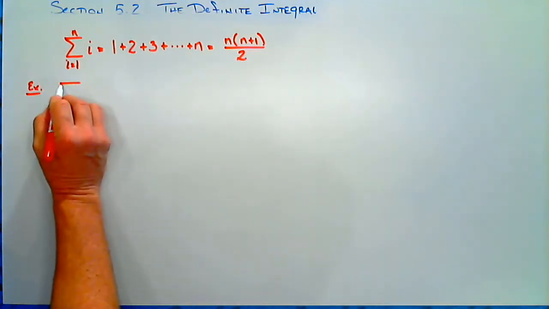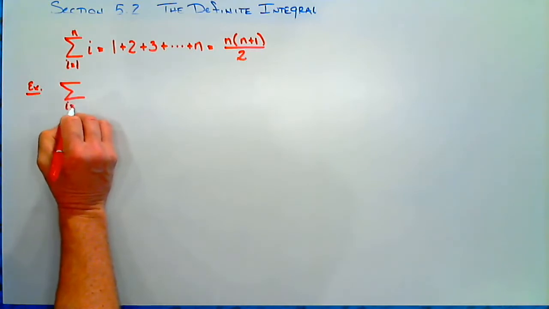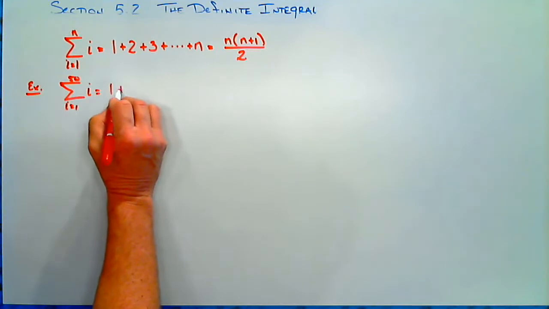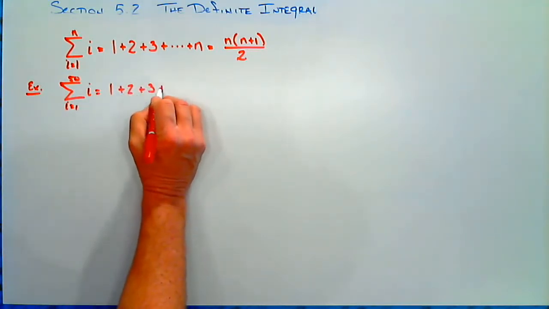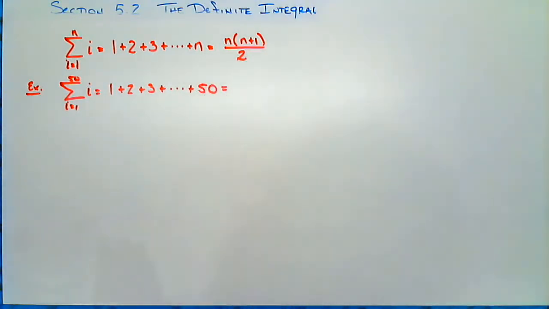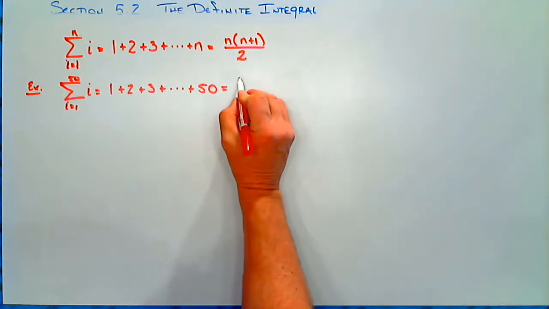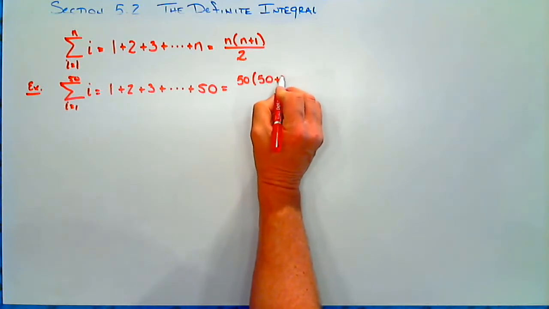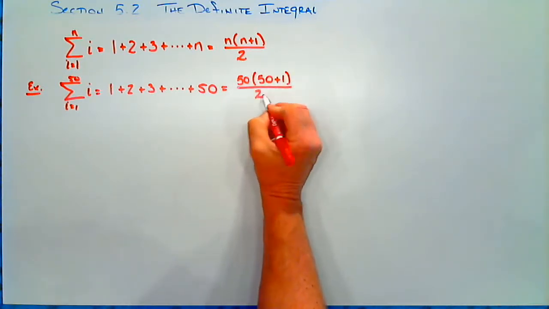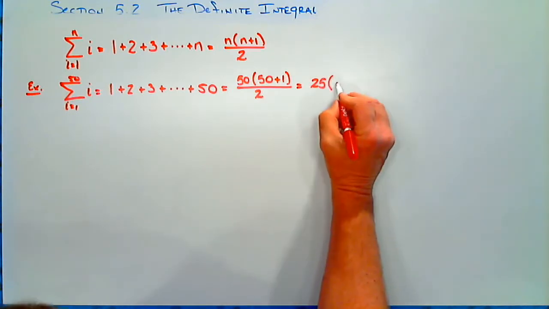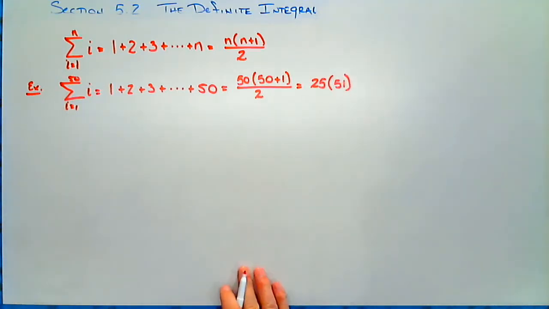If somebody says to us, i equals 1 to 50, what does that mean? That means they want us to go 1 plus 2 plus 3 plus all the way to 50. Well, they don't expect us to add up those 50 integers. They expect us to use this formula, and they expect us to say, okay, that's going to be 50 times 50 plus 1, all divided by 2. Or that's going to be 25 times 51, right?